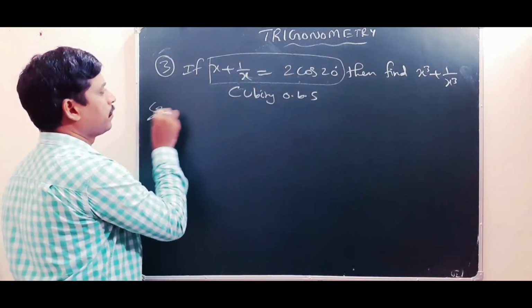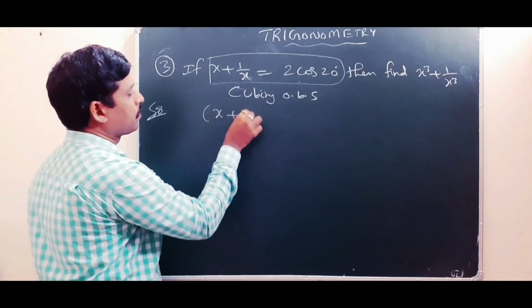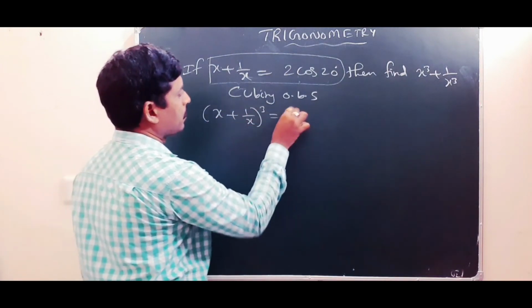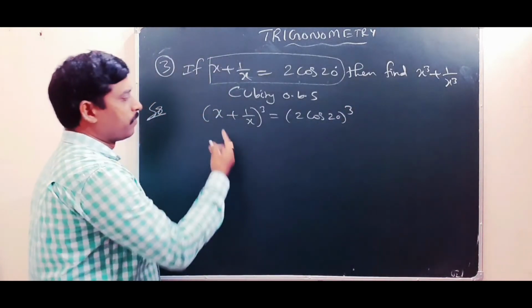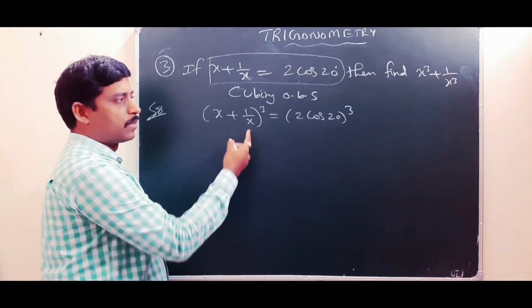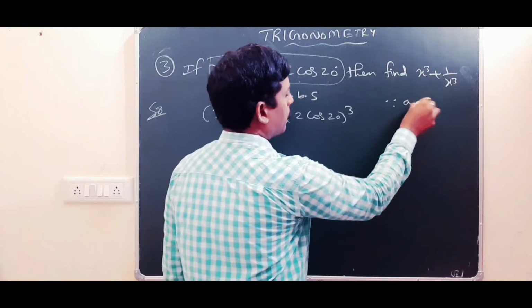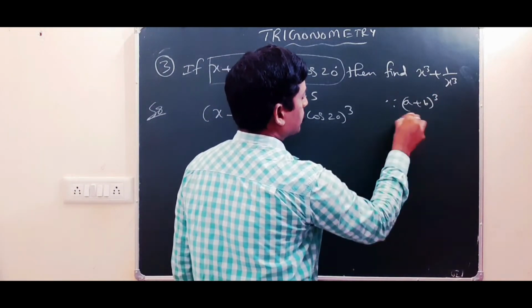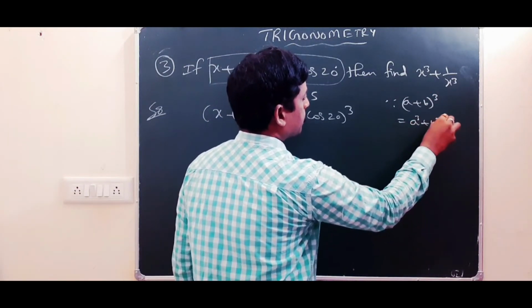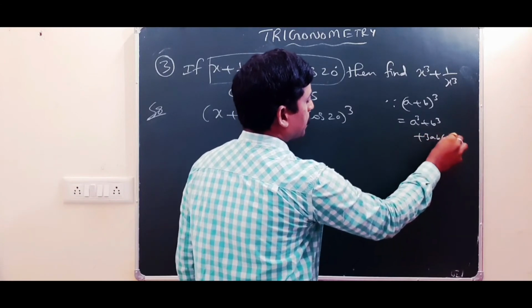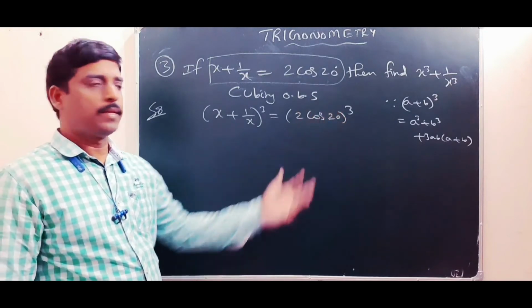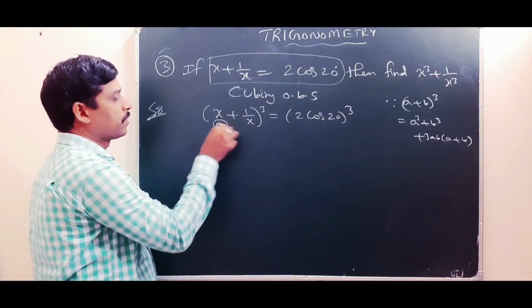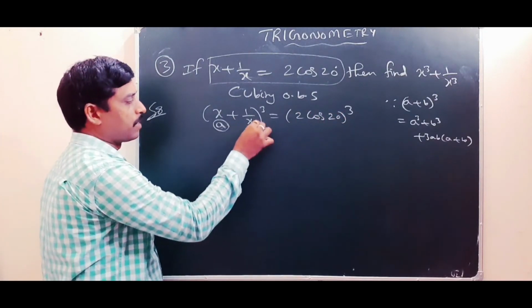Now this will be (x + 1/x) whole cube equal to (2 cos 20) whole cube. We have the (a + b) whole cube formula: (a + b)³ = a³ + b³ + 3ab(a + b). We should apply that formula where a is replaced by x and b by 1/x.